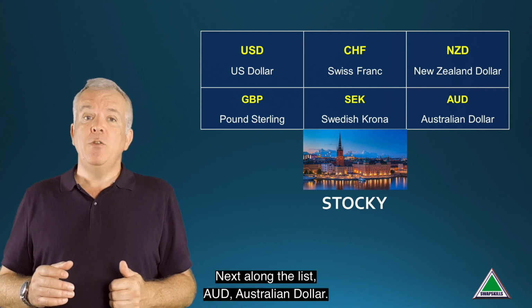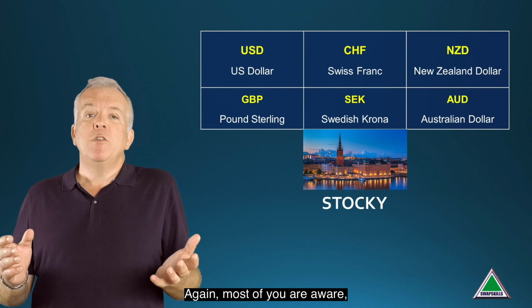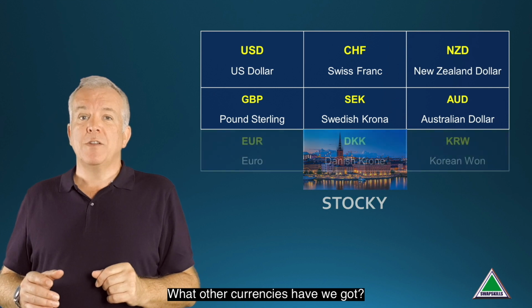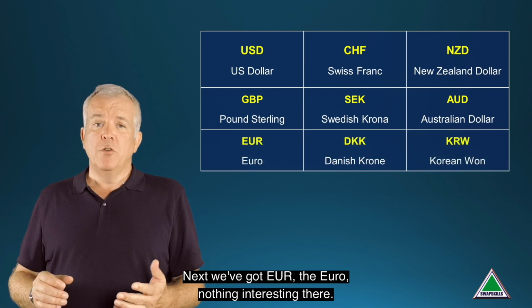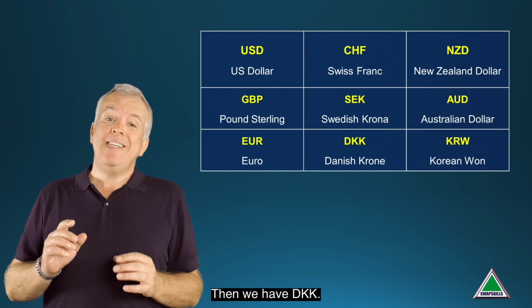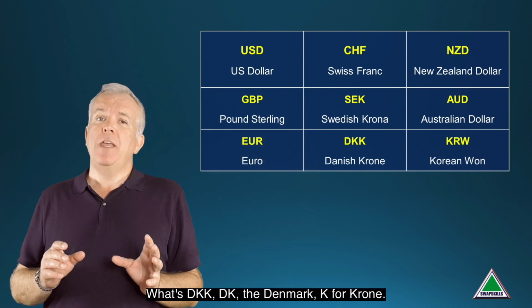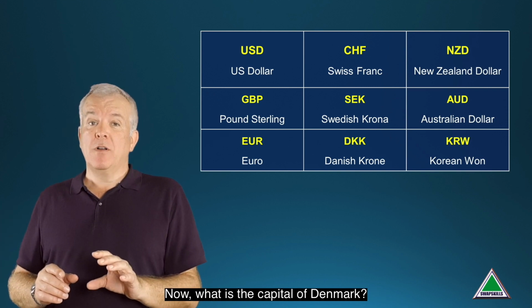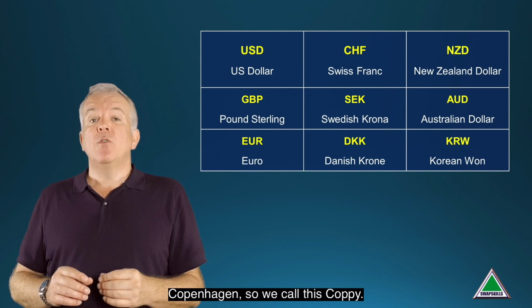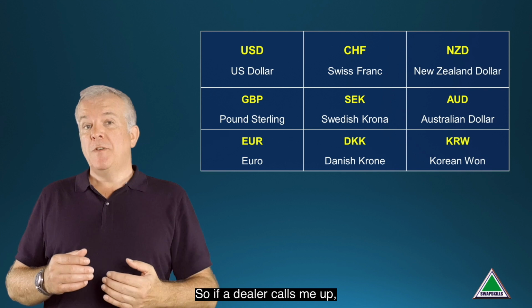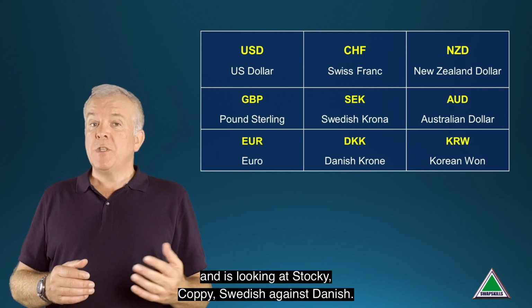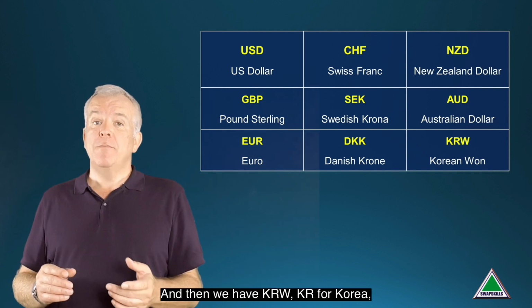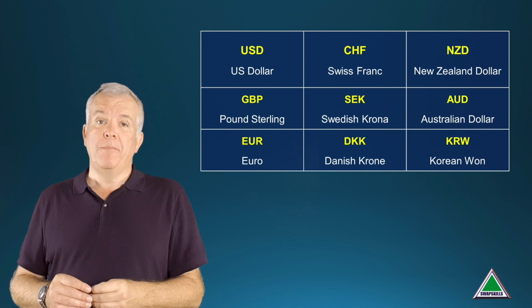Next along the list, AUD, Australian dollar. Again, most of you are aware this is known as the Aussie. What other currencies have we got? Next we've got EUR, the euro, nothing interesting there. Then we have DKK. What's DKK? DK for Denmark, K for krona. Now, what is the capital of Denmark? Copenhagen. So we call this copy. So if a dealer calls me up and is looking at stocky copy, Swedish against Danish. And then we have KRW, KR for Korea, South Korea, W for won.